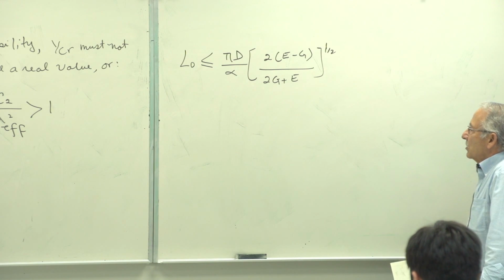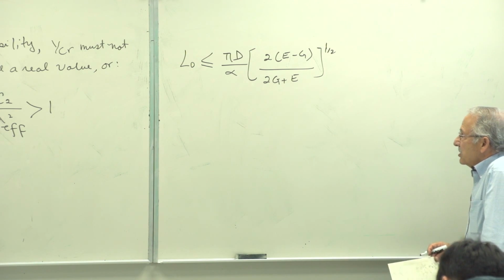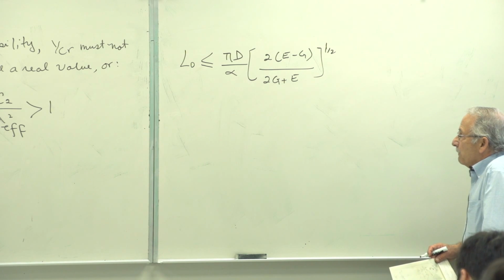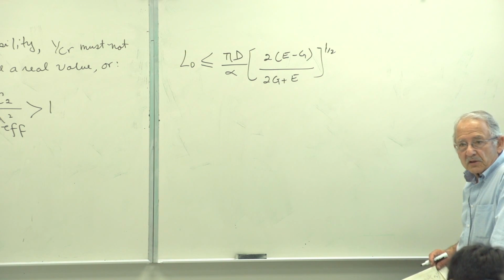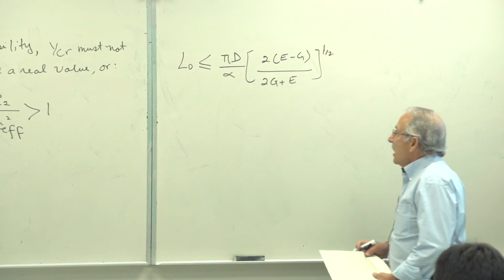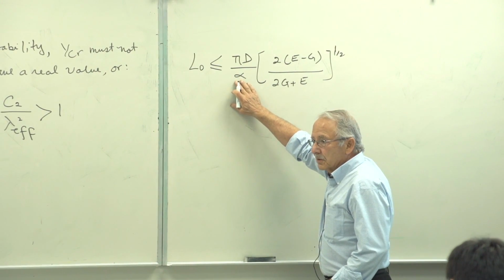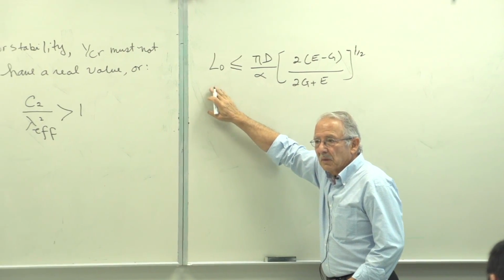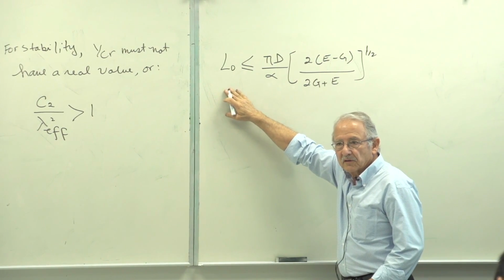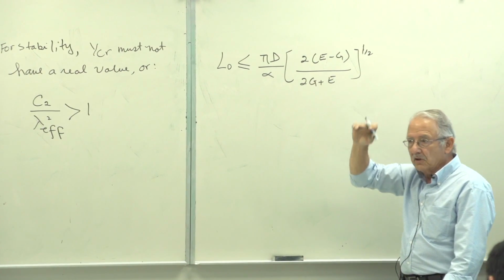So once you know what your material is, what the mean coil diameter of the spring is, how it is being supported, you can calculate the maximum value of the free length. Because the larger the free length, the easier the buckling.